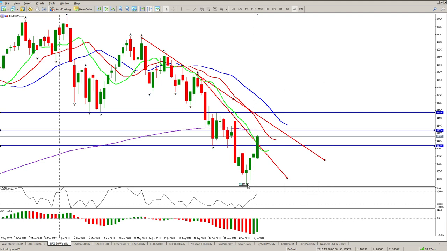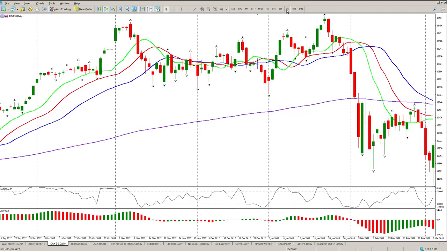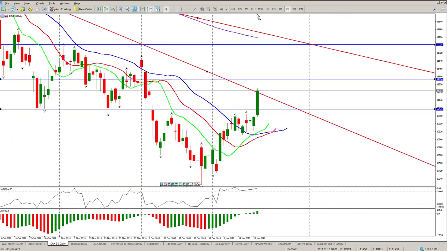Anyway, on the weekly, this could be seen as an exhaustion bar. We could have a turnaround, but as I said, we need to get above 11,706. So we need a weekly close in that area for me to even start considering that the trend has changed. So for now, let's start with the daily. You can see we had this rally, we had a couple of days of consolidation, and now we are rallying.